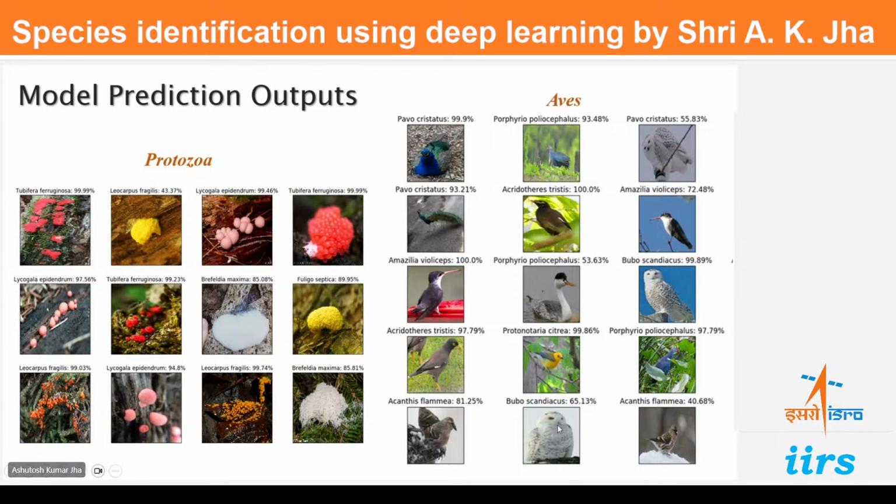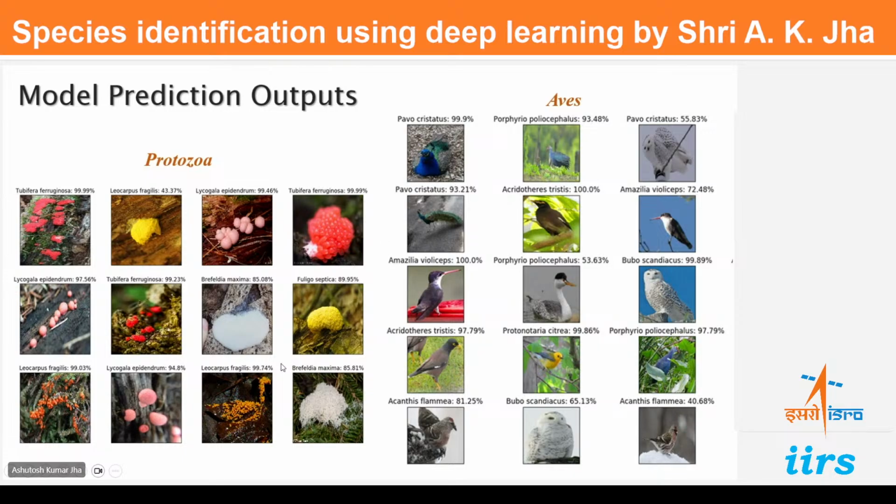Even though features like beaks are not quite dominantly seen in these cases, we are still able to get very good accuracies, and that accuracy is being shown. So these are basically the prediction accuracies. It identifies such bird species quite well.